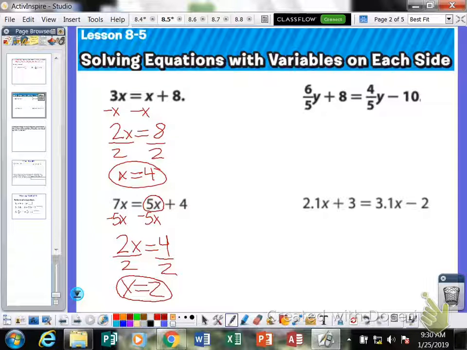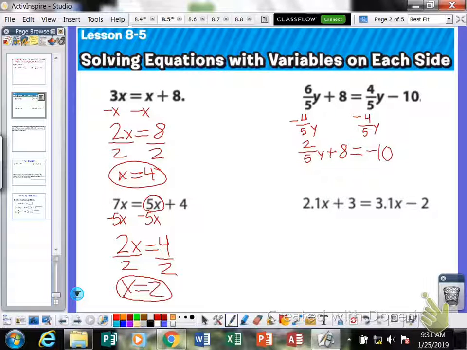So first things first, like we did in our first problems, we want to get our variables on the same side. So I'm going to subtract 4/5y from each side. 6/5 minus 4/5 is going to leave me with 2/5y plus 8 equals negative 10.